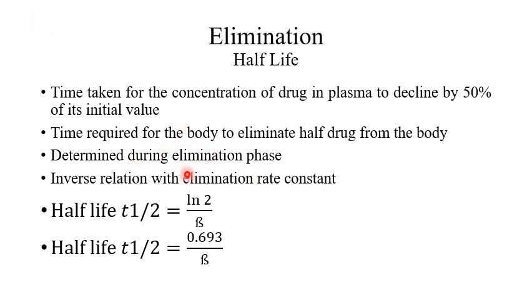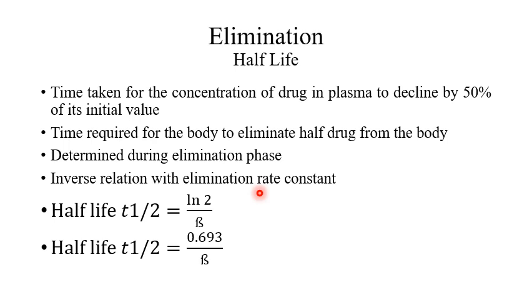This value is usually determined during the elimination phase of a drug. That is why it is also called elimination half-life. Occasionally, the term plasma half-life is used for the same purpose. The half-life is inversely proportional to the elimination rate constant. In simple words, the faster the elimination, the shorter the half-life, and it is usually expressed in hours.